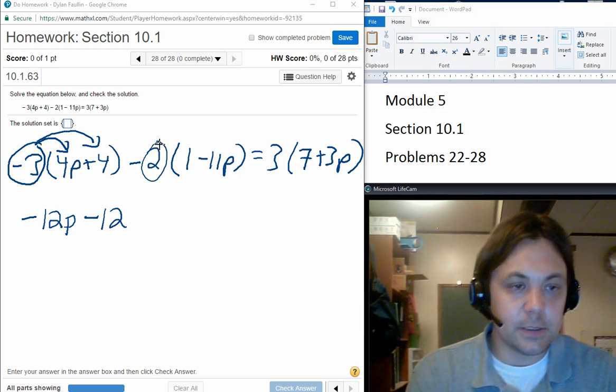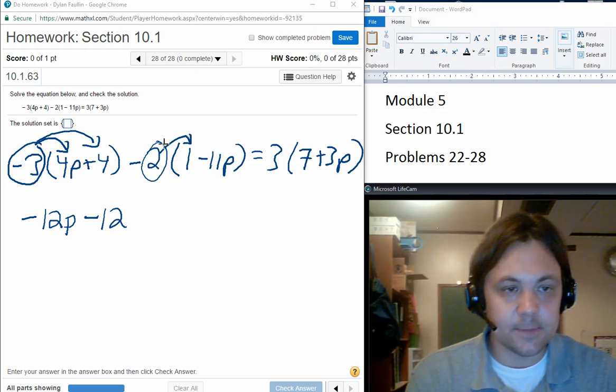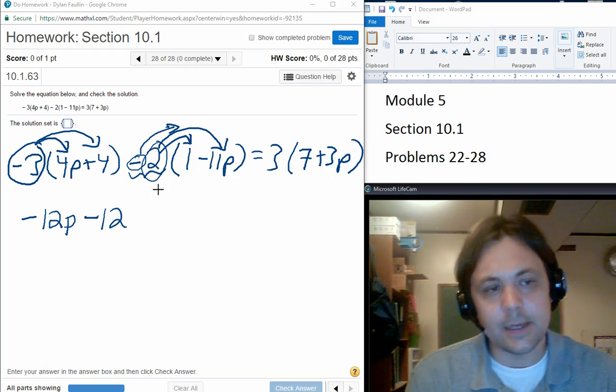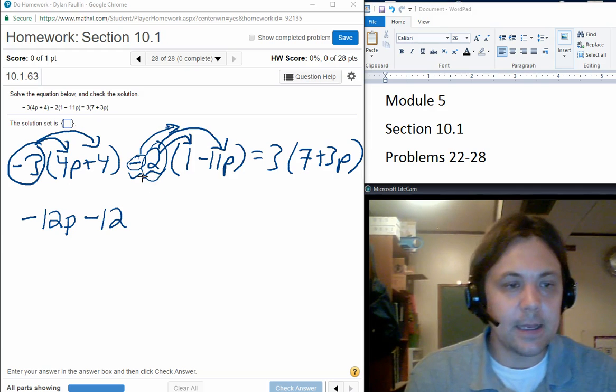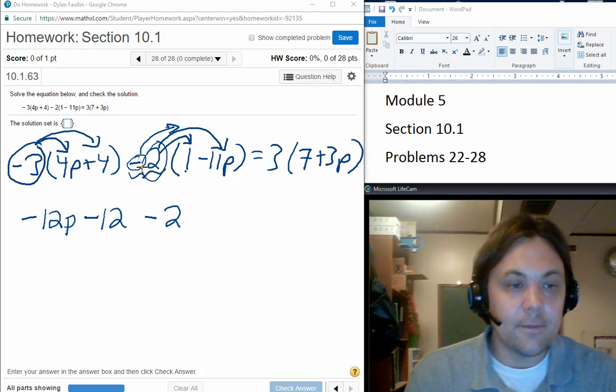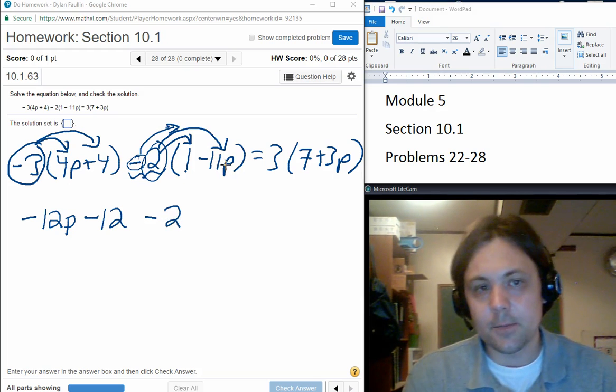We want to distribute the 2 into the parentheses. But this one you have to be careful about because the minus sign has to go with it. Right? So when I distribute the 2, I need to bring the negative sign along with that. So I'm really distributing a negative 2. So I'm going to get negative 2 times 1. Negative 2 times 1 is going to be negative 2. And then I'll have negative 2 times negative 11p.